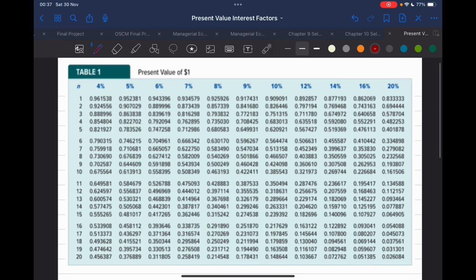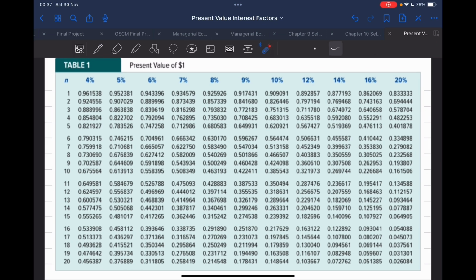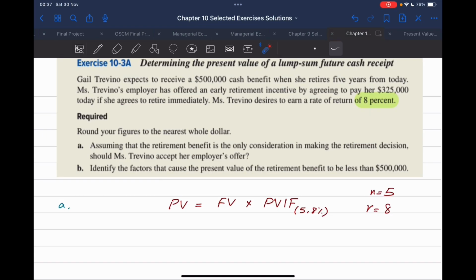Okay, so let's refer to the table. Table number 1, right here. I have it ready. We're going to be searching at 5 years, 8%. So this is the present value interest factor that we need. I'm going to copy it on my calculator for now: 0.680583. Okay. Go back to our question and substitute in our formula the future value, which is $500,000 in this case, multiplied by 0.680583. I already have the interest factor in my calculator, so I'll just multiply.